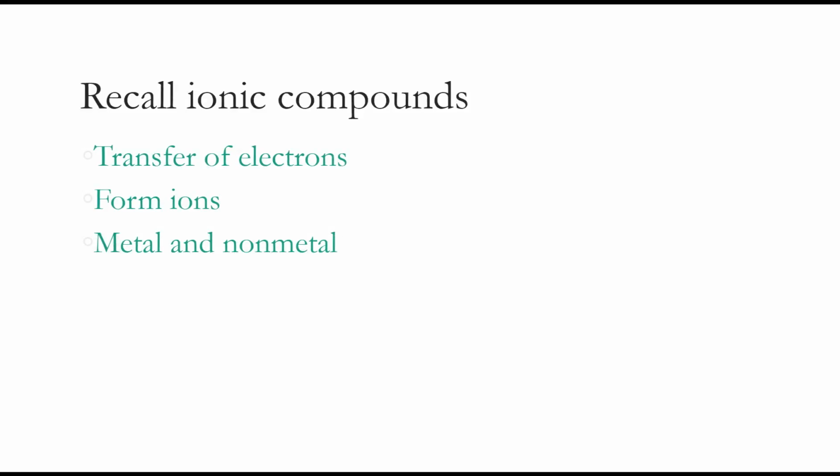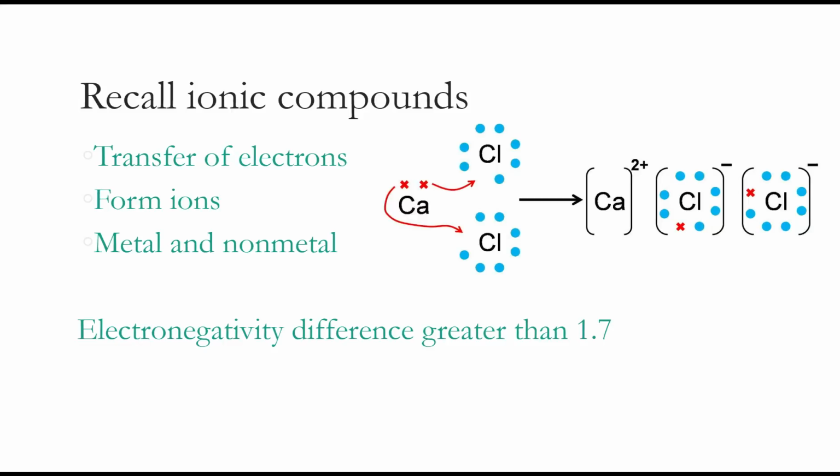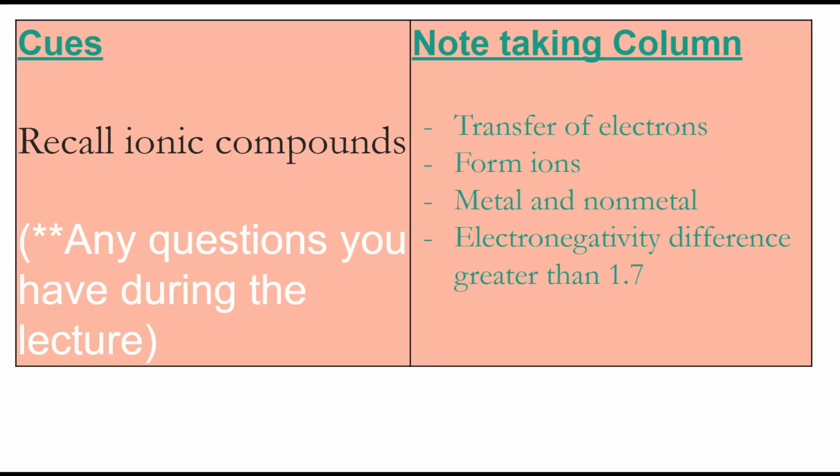They always occur between a metal and a nonmetal, and it's when the electronegativity difference between those atoms is greater than 1.7. In this example of calcium and chlorine, to fulfill that octet, remember octet is that 8 they're shooting for, the chlorine, which has a larger electronegativity than the calcium, pulls those electrons from the calcium, and what has resulted are a calcium +2 ion and 2 chlorine -1 ions. So here's what you should have written down for this.